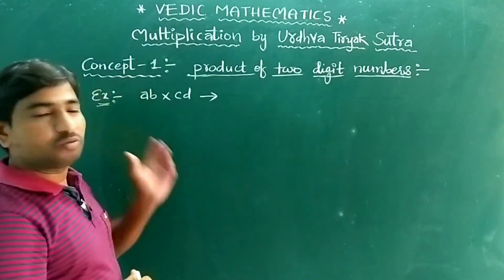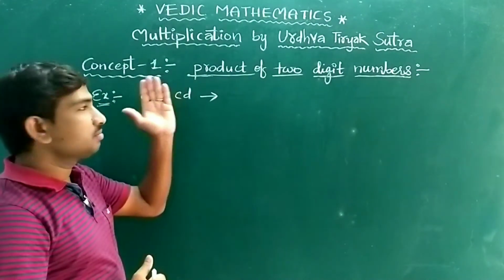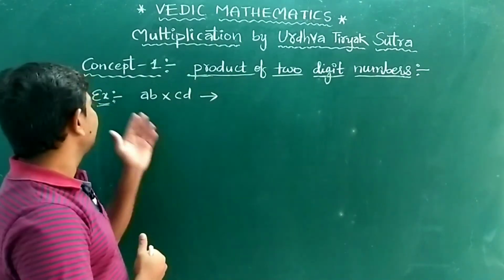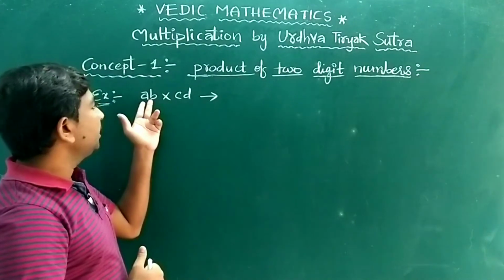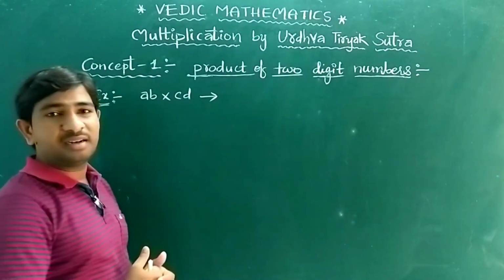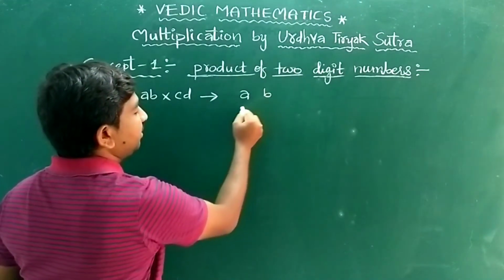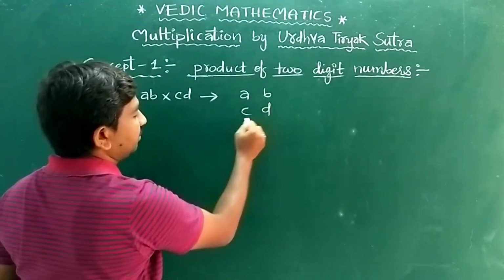First of all, concept 1: product of two-digit numbers. Two-digit numbers means AB into CD, for example. Now what is the multiplication of this? First of all, arrange the given two numbers in this form: A B, C D.